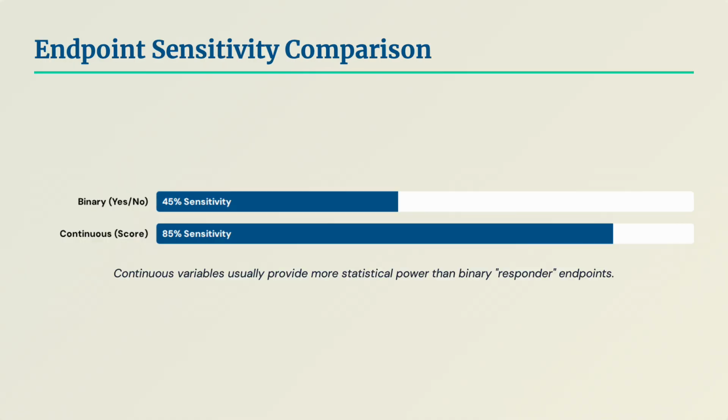Choice of metric directly impacts your study power. As this chart shows, a continuous variable like a pain score generally provides more sensitivity and statistical power than binary yes or no endpoints. If you choose a binary responder rate, you will likely need a much larger sample size to achieve the same confidence.